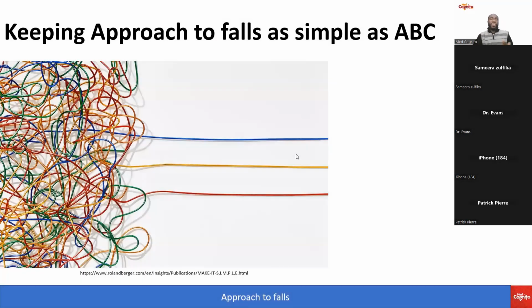So, approach to falls. We're going to keep the approach to falls very simple, because there are some critical things we need to know so far as this board exam is concerned. And that is why I'm excited that we go through it. Someone may say, falls, come on, what is it?